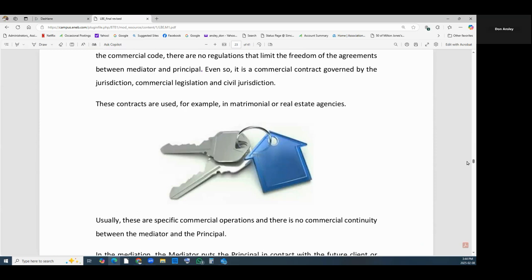These contracts are used, for example, in matrimonial or real estate agencies. Usually there are specific commercial operations and there is no commercial continuity between the mediator and the principal.